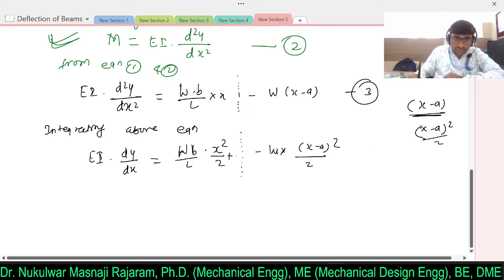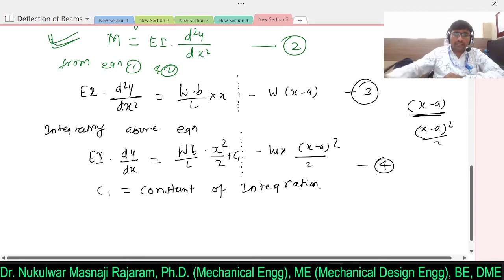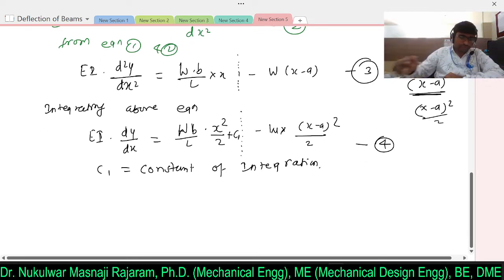So instead of at the end, I will write it over here. Clear? So c1 is nothing but a constant of integration. Clear? So here we get another equation, so I will rewrite it as equation number 4.